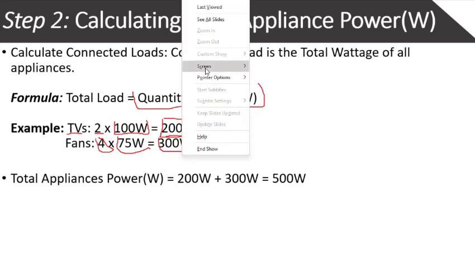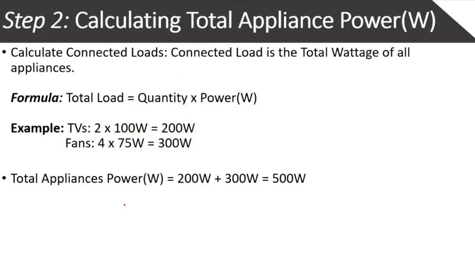Now our total appliances will be this 200 plus 300, as you can see here. 200 for the televisions and 300 watts for the fans, which is 500 watts. Our total power will be this 500 watts for this particular example. So always remember to multiply the quantity of your appliances by the power consumption of those appliances in order to get the total power.